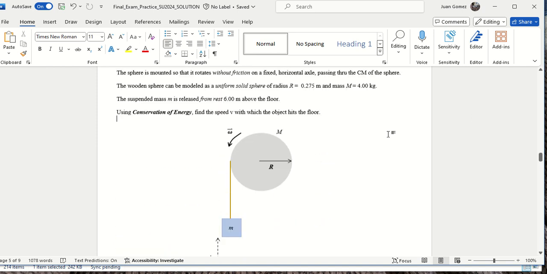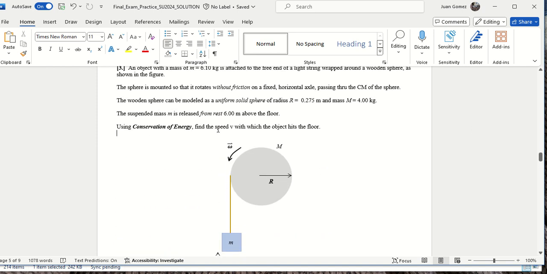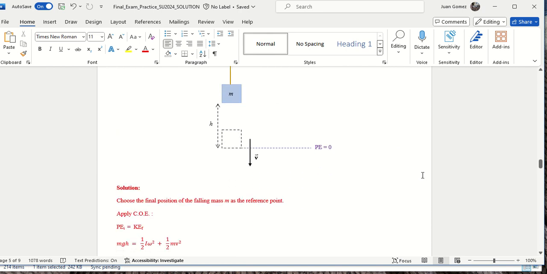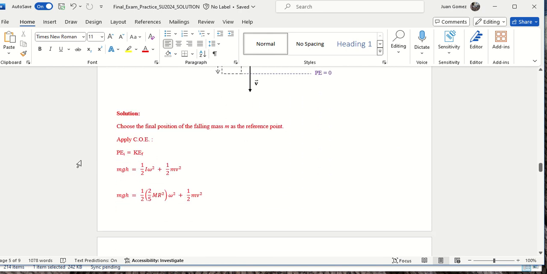Now remember, this problem states use conservation of energy. Just like problem 3 on the final, you're going to use conservation of energy. You can use rotational kinematics, but I want to give everybody time to finish the final in the 3-hour window. The conservation of energy method is a little bit quicker, and I think somewhat easier. And again, we know large R, we know big M, we know little m, we know h.